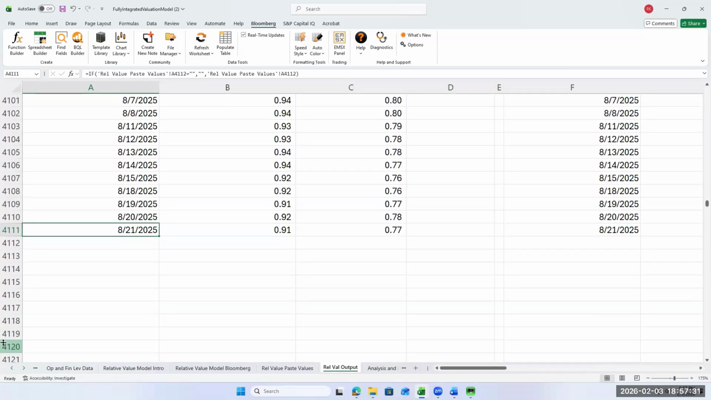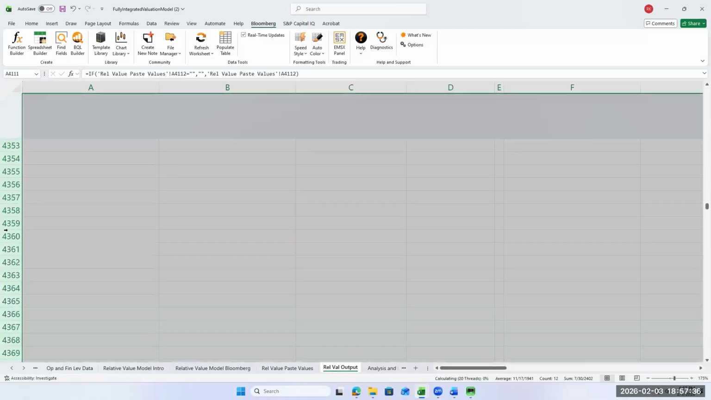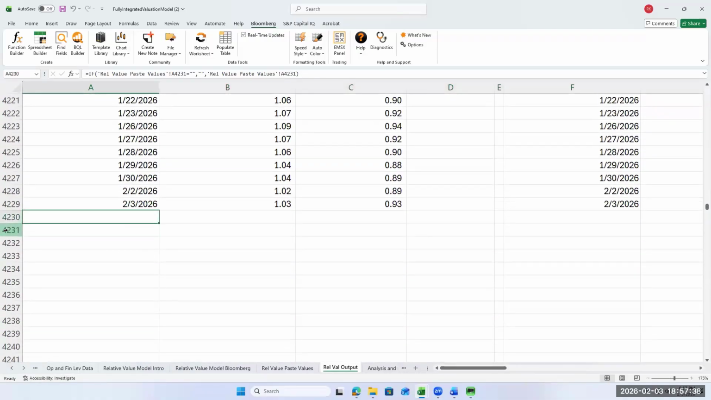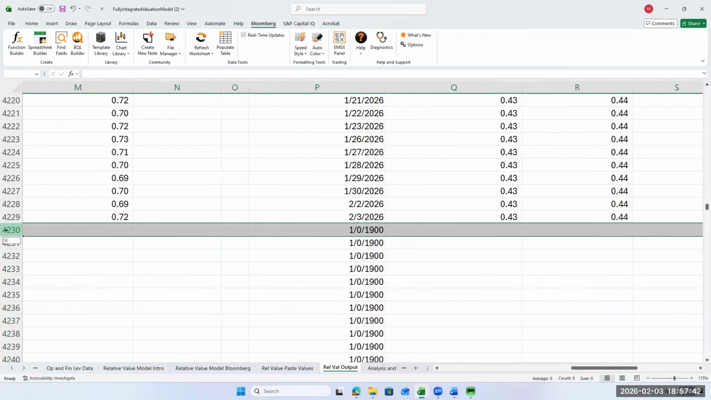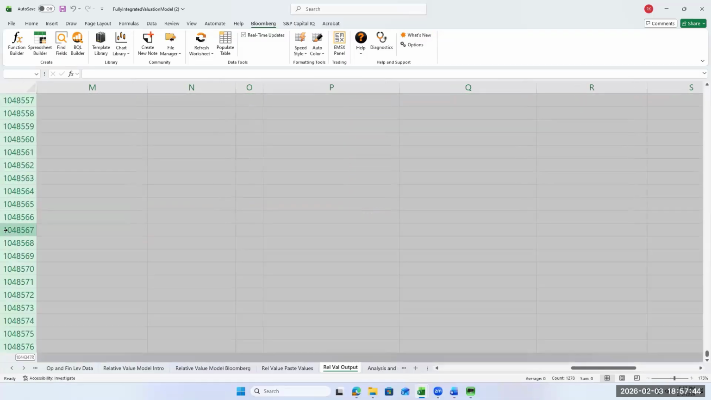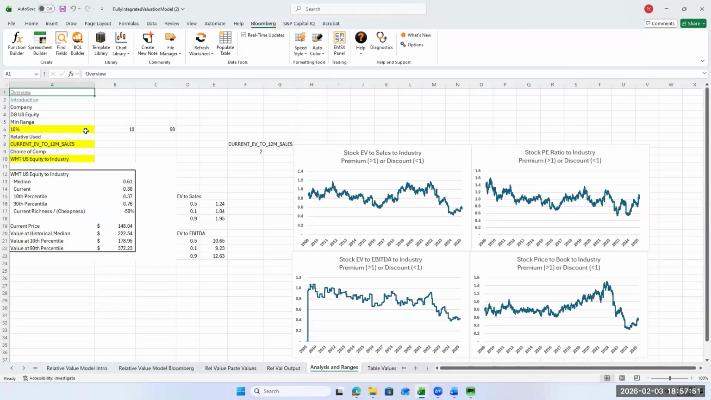I'm getting close. All right. So I got data through today. All right, questions, everybody with me? After this, it's all set up. So all you got to do is say you want to use EV to sales or whatever, price to book. I'm going to use EV to sales. And then I want to do Dollar General versus its industry. And it sets it up.